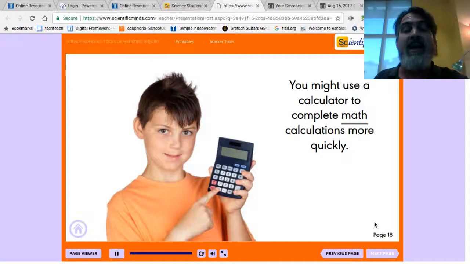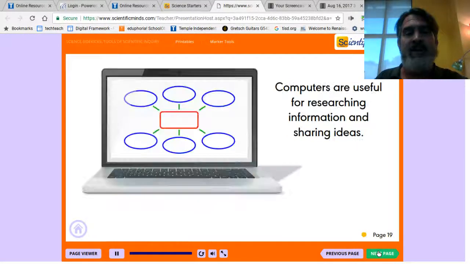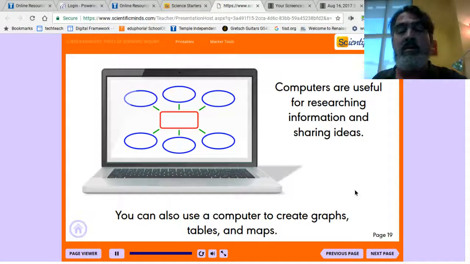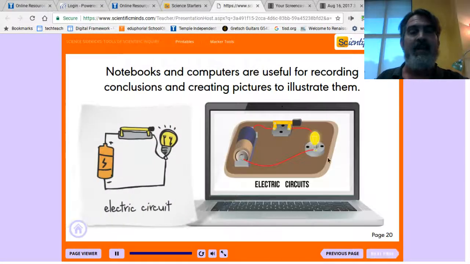Okay, you might use a calculator to complete math calculations more quickly. Probably going to have you work out your math problems on paper. Computers are useful for researching information and sharing ideas. We're going to be doing this a lot this year, researching information. Okay, you can also use a computer to create graphs, tables, and maps. Notebooks and computers are useful for recording conclusions and creating pictures to illustrate them.